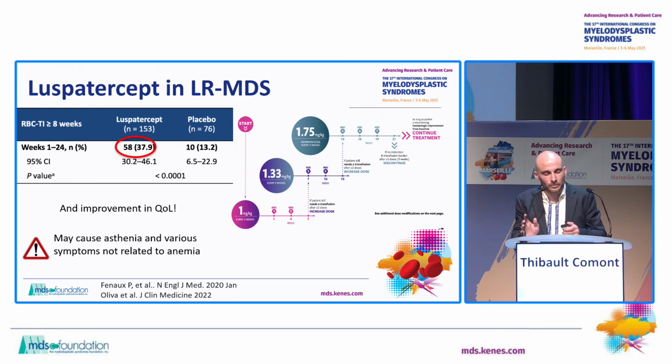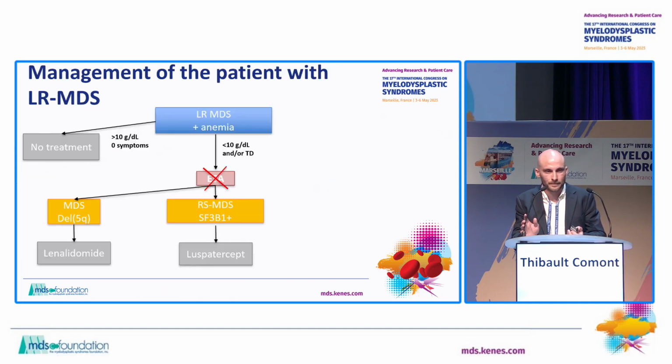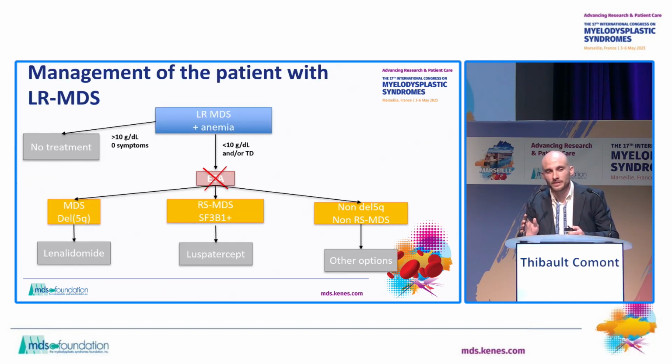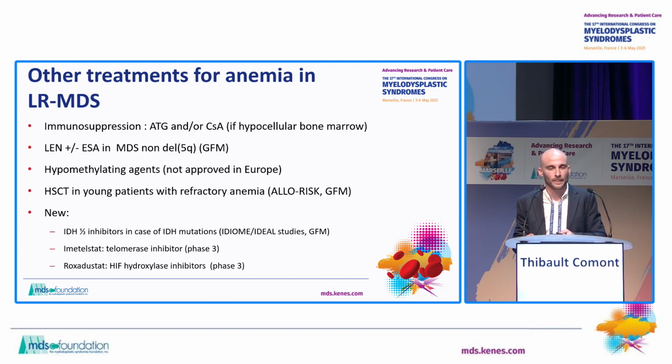So it's important to keep in mind. The third situation is when patients don't have del(5q) MDS or don't have MDS with ring sideroblasts. And in this situation, we could have some options.